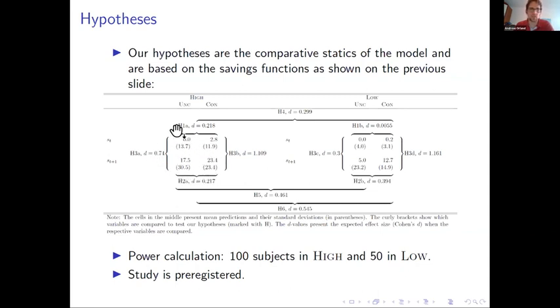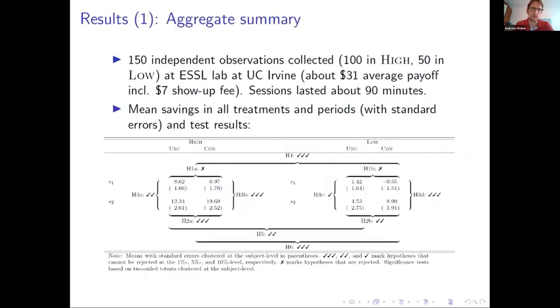So prediction H1 is in high, you should save more when you're constrained in comparison to when you're unconstrained. And we use the Cohen's d's here. We use all that for a power calculation. I won't go through all of the hypotheses because I will focus mainly on this one of those two. The power calculation told us 100 subjects in high, 50 in low, and the study is pre-registered. And now I come already to the results.